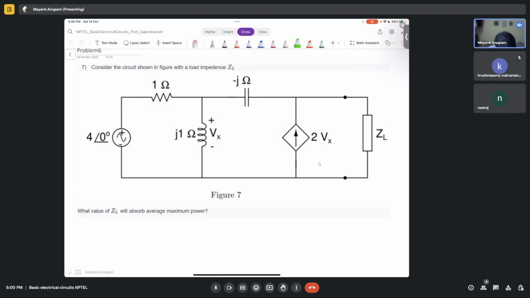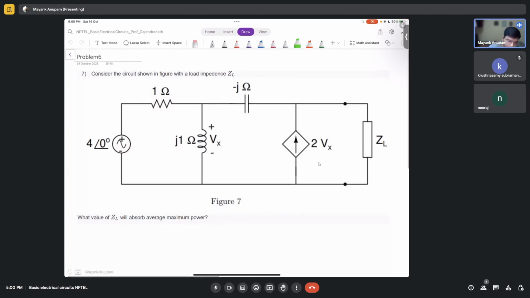You have to do conjugate matching, right? There it was simply matching. If the load resistance RL becomes equal to RS, in that situation you have maximum power transfer. Here you make sure that the load impedance is the conjugate of the source impedance. Correct. So let's do that.